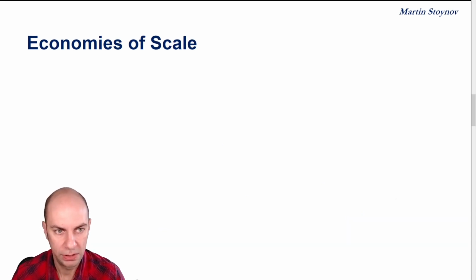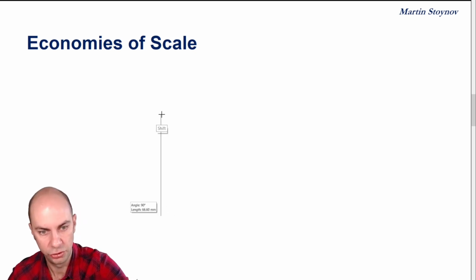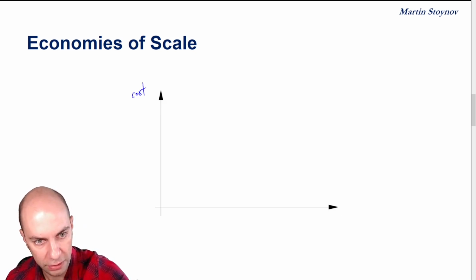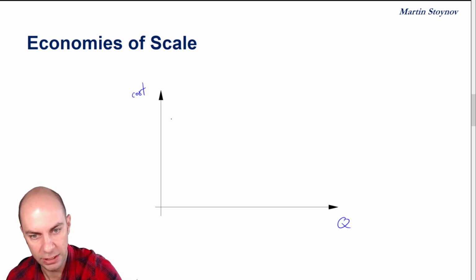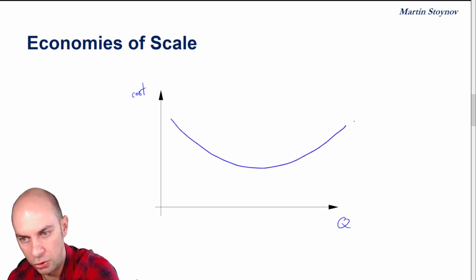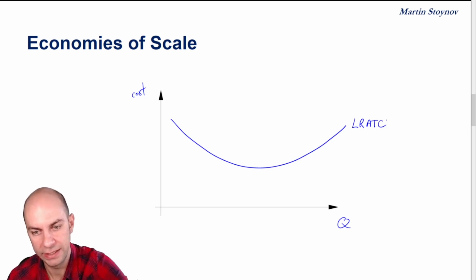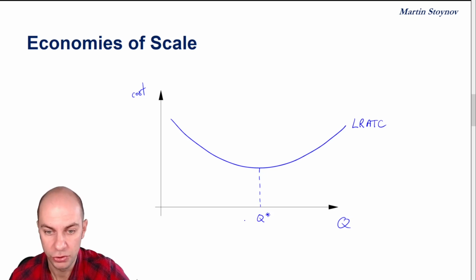Okay, the next topic we're going to look at is economies of scale. And again, let's begin by drawing a diagram. So I've got cost on the vertical and quantities on the horizontal. And now I'm going to have the long run ADC, or the long run average total cost curve, which is behaving in this particular manner. Now, first of all, I can see that there is some sort of optimal quantity, let's call it Q star, which minimizes the average total cost in the long run.